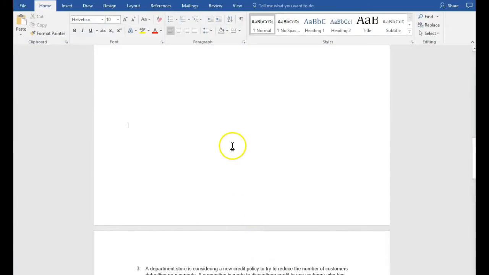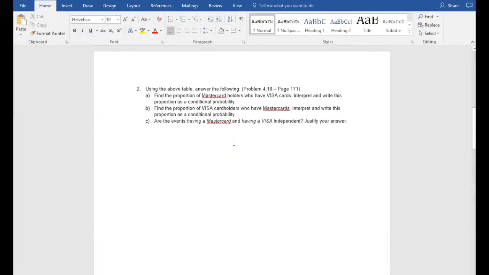Wrong one. Problem 2. Using the above table, so this will be the table that we just used in the last video. Find the proportion of MasterCard holders who have Visa cards. Interpret and write this proportion as a conditional probability. So this is where the wording gets pretty dicey, I guess.